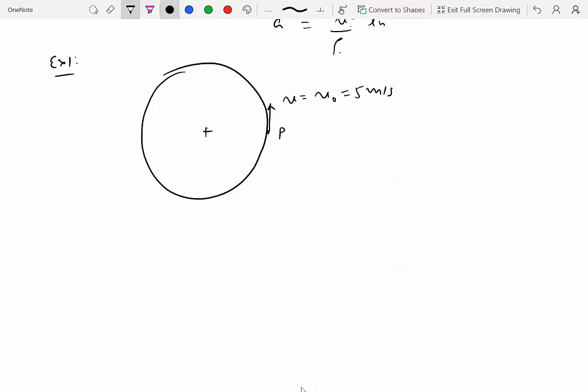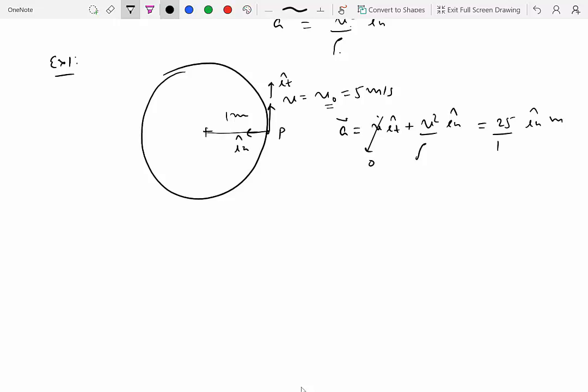Well, acceleration has two components in general. You have the tangent component and you have the normal component. Notice how the normal component is pointing towards the center of the circle. So acceleration is v dot et hat plus v squared over rho en hat. Since v0 is constant, v dot is 0. So this is equal to 25 over rho. Let's say the radius is 1 meter, so 25 en hat meters per second squared. So the only acceleration it has is the one that is pointing towards the center.